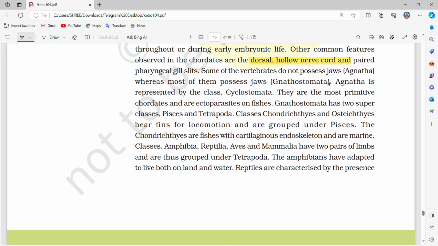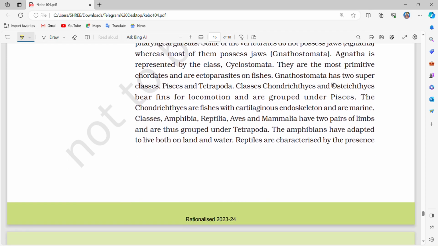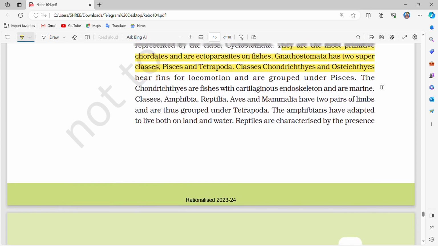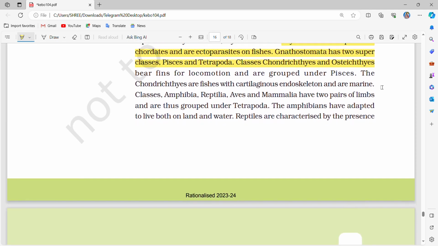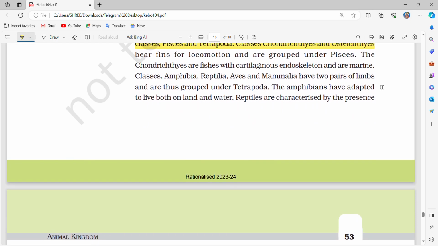Agnatha is represented by the class Cyclostomata. They are the most primitive chordates and are ectoparasites on fishes. Gnathostomata has two superclasses, Pisces and Tetrapoda. Classes Chondrichthyes and Osteichthyes bear fins for locomotion and are grouped under Pisces. The Chondrichthyes are fishes with cartilaginous endoskeleton and are marine. Classes Amphibia, Reptilia, Aves and Mammalia have two pairs of limbs and are thus grouped under Tetrapoda.